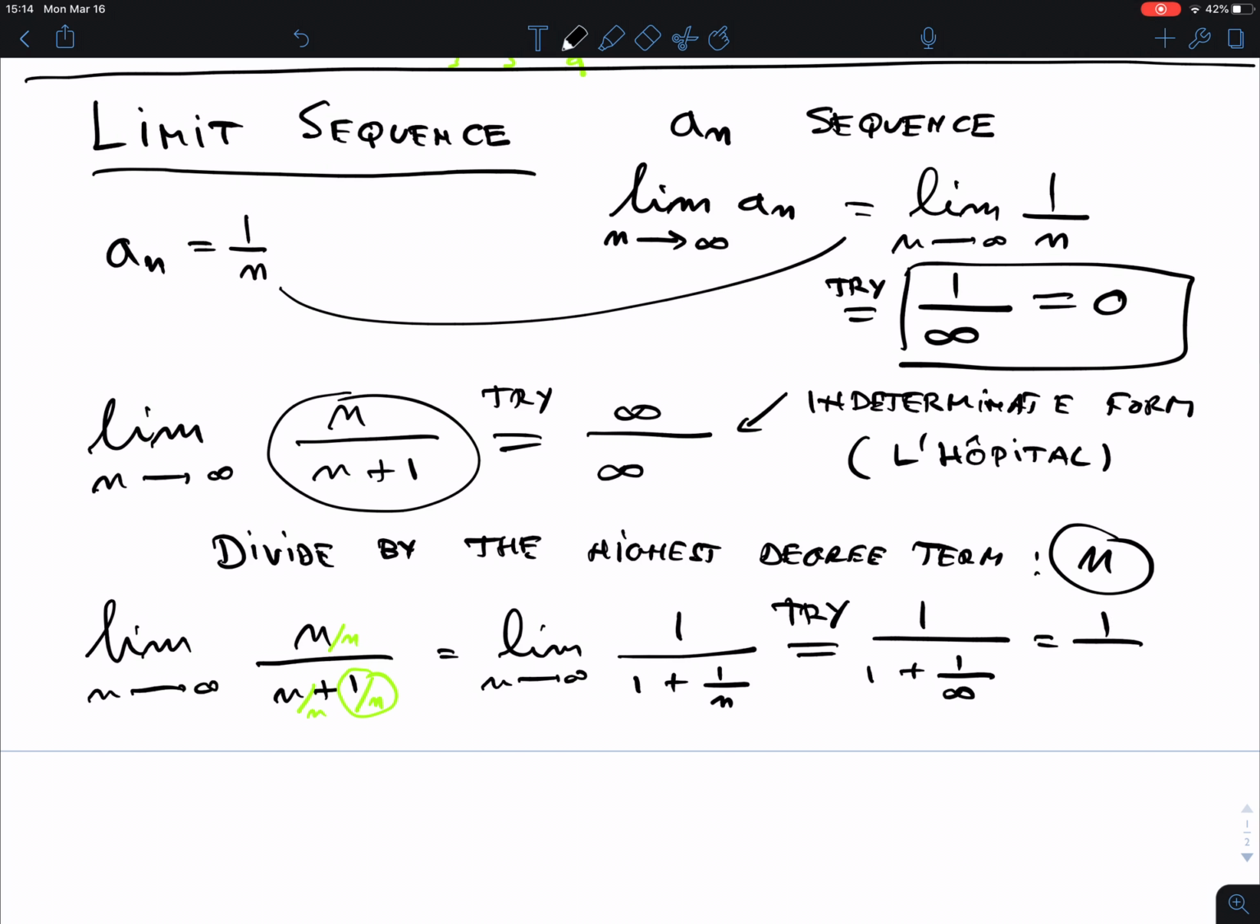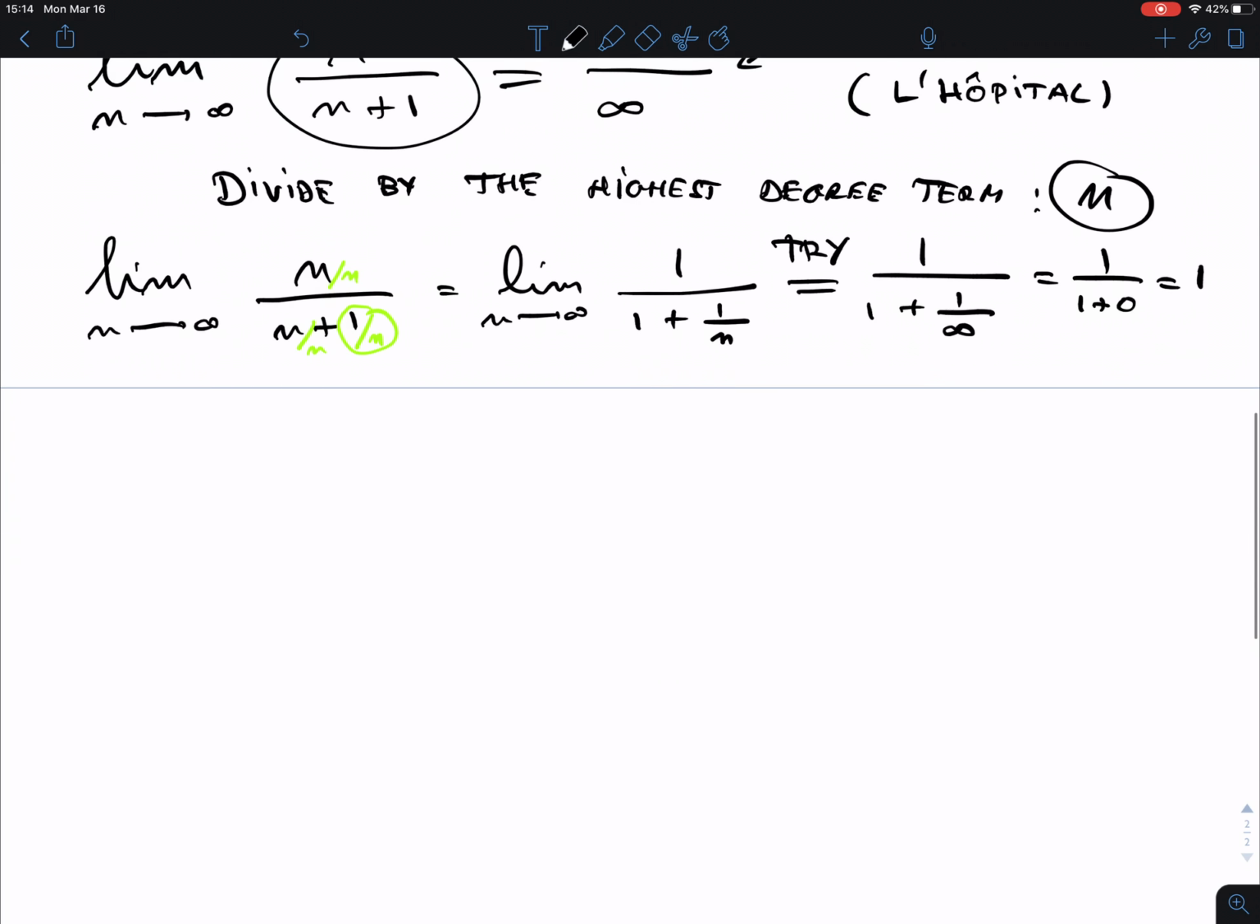So this is now 1 over 1 plus 0, which is just 1. And that's how we calculate limits of what we call rational functions, fractions of polynomials over another polynomial. That's the technique, dividing by the highest degree term. Okay, let's practice this. I'm going to do this problem, but you should try it before you look at the solution.